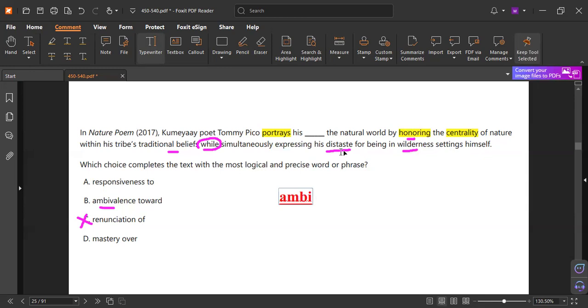That's why, as we give you in writing, ambiguous just means ambivalent, two opposite feelings, honoring positive and distaste negative. That's why here it is letter B. For letter A, you said the responsiveness, that he responded to the nature. Okay, but here he expressed two opposite ideas. So it's better to choose letter B. And the mastery, we are not talking about mastery because we have opposite ideas. That's right. Is it clear?